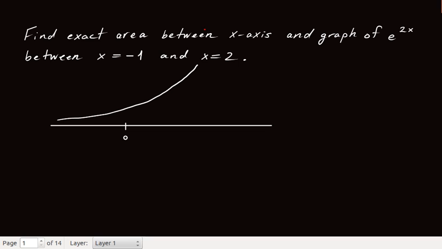And if we want to find the area between x equals -1 and 2, this area is going to be starting at -1 and going up to 2, and we're between the x-axis and this graph of the function e to the 2x. So that area that we want to find is this area. Okay, so you could use your graphing calculator to see this. That gives you an idea what's happening.